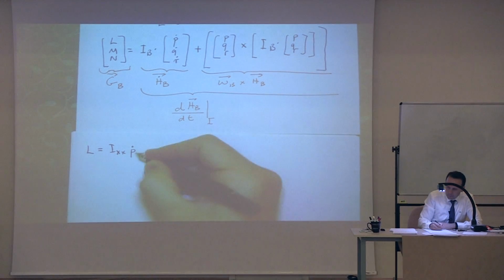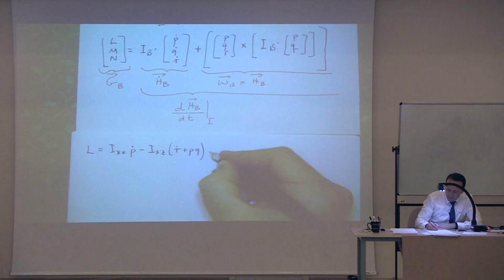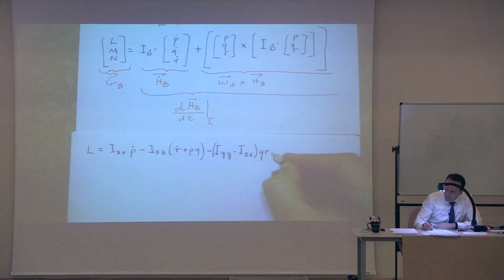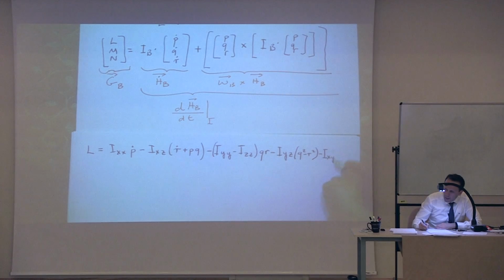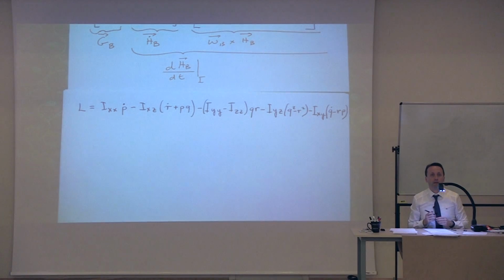Ixx P dot minus Ixz R dot plus PQ times Iyy minus Izz, minus QR, minus Iyz times Q square minus R square, minus Ixy times Q dot minus RP. That's the first line. How do you like that? Okay, rotational dynamics. This is our fourth equation, right? First in the rotational, fourth in the six-DOF equations.